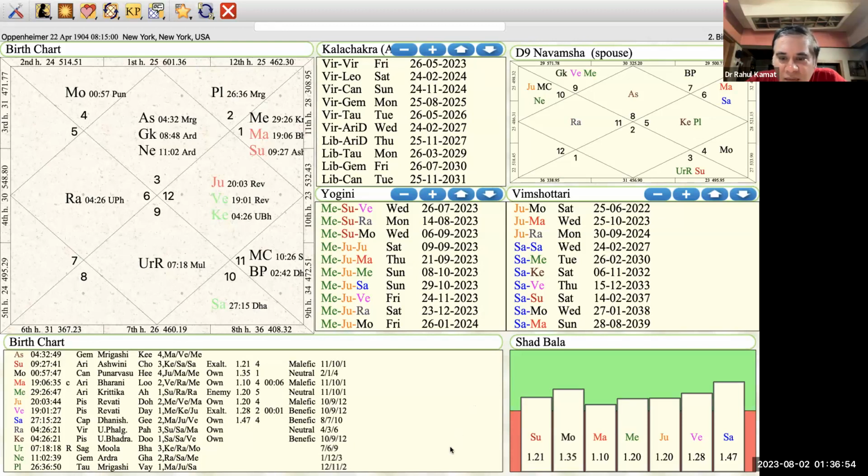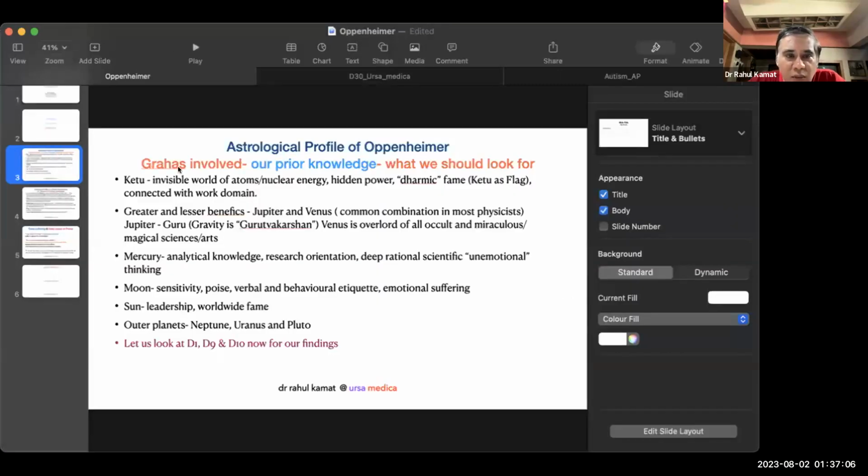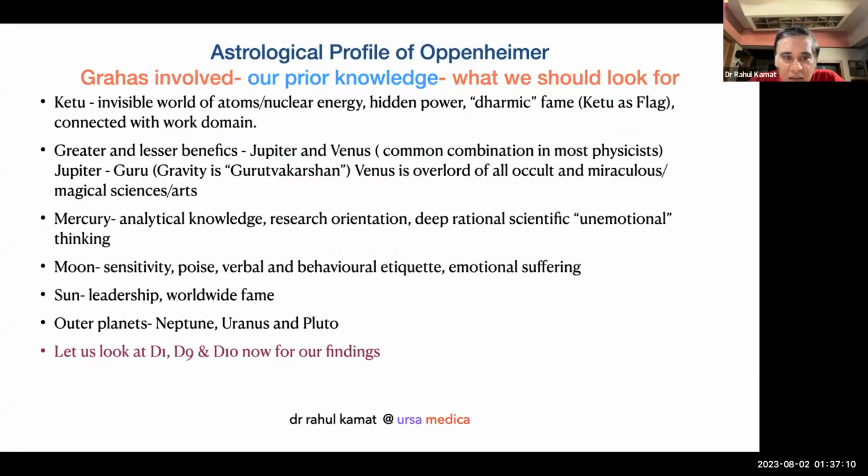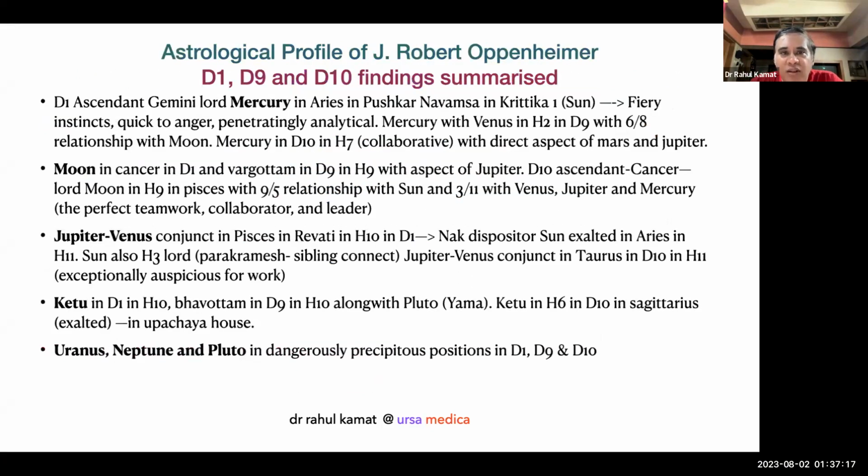But before that, I think we'll stop this share and we'll go back to the PPT. So you can see the chart. Now, I'm just repeating. I'm now going to go over what we just summarized. So, like I said, Mercury is in Aries in Pushkar. I have just written down here what I have discussed right now.